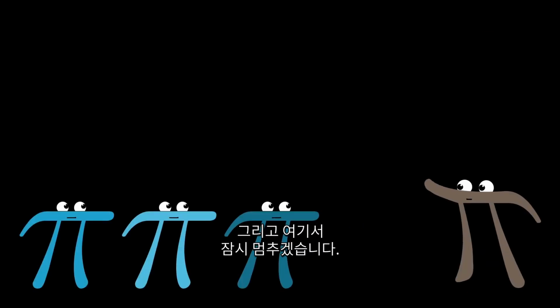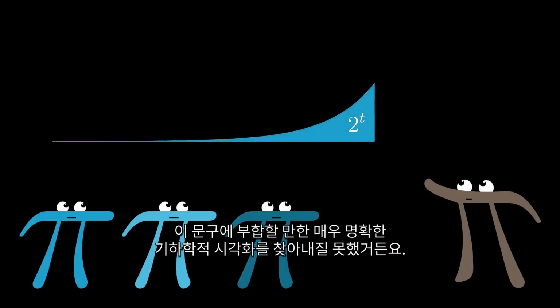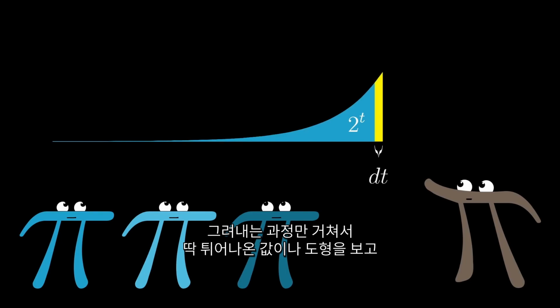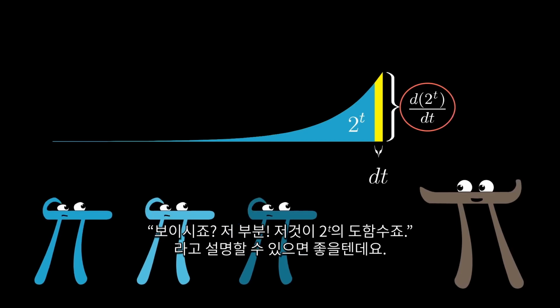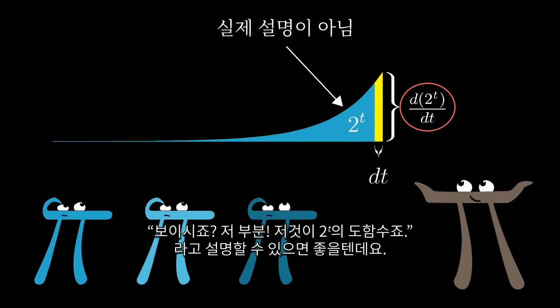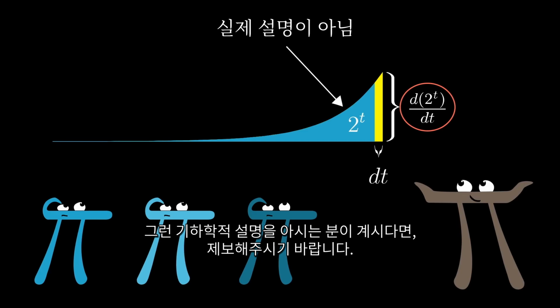And here's the thing. I would love if there was some very clear geometric picture that made everything that's about to follow just pop out. Some diagram where you could point to one value and say, see, that part, that is the derivative of 2 to the t. And if you know of one, please let me know.